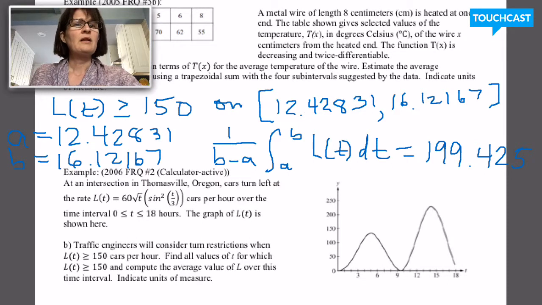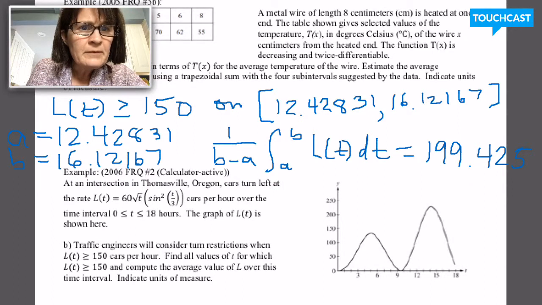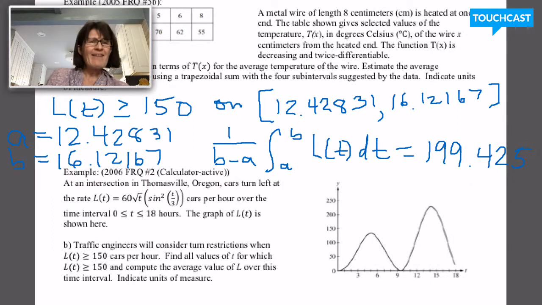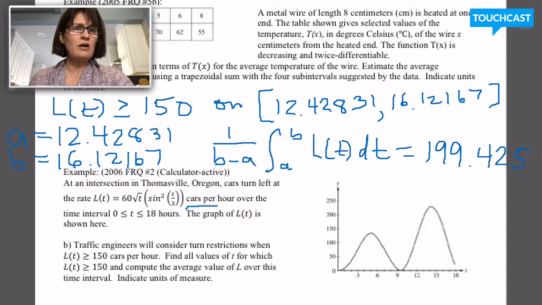199.4259. I've been asked to indicate units of measure. This is cars per, what is the time? Cars per hour. So the average value of a function is going to have the same units as that function. So that's one way to answer it. If L of t is measured in cars per hour, then the average value of L of t is also going to be measured in cars per hour. Or we can figure it out.